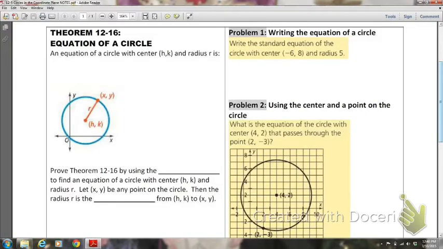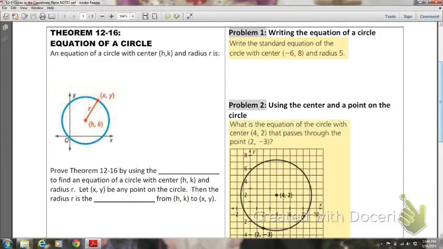This lesson is about circles in the coordinate plane. The objective is to write the equation of a circle and to find the center and radius of a circle if you already have the equation. So, first theorem is the equation of a circle.